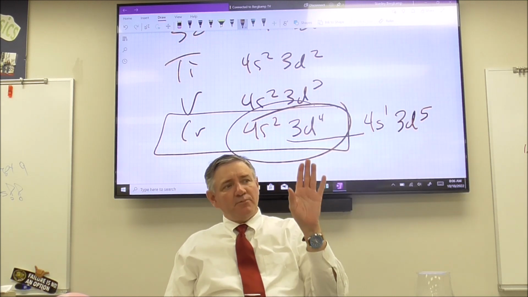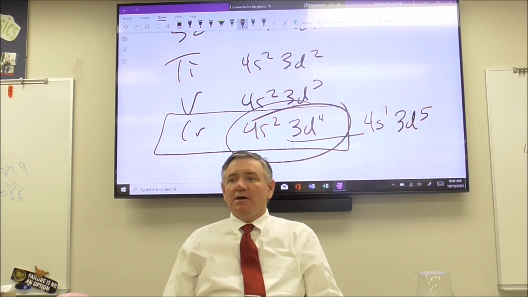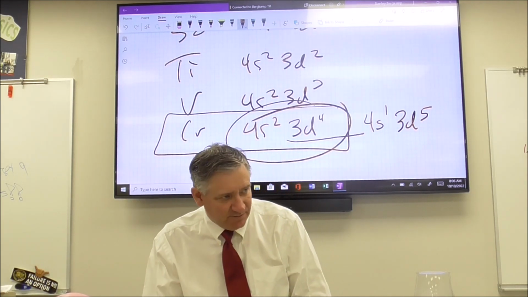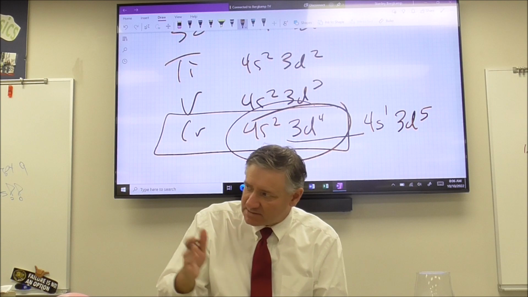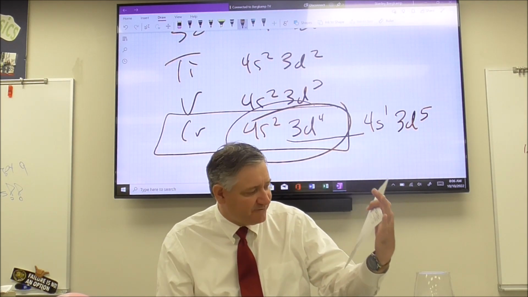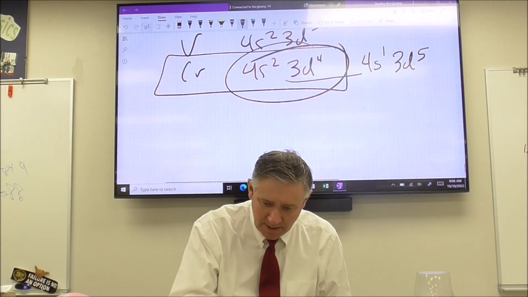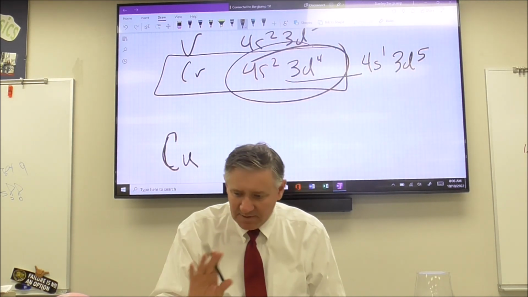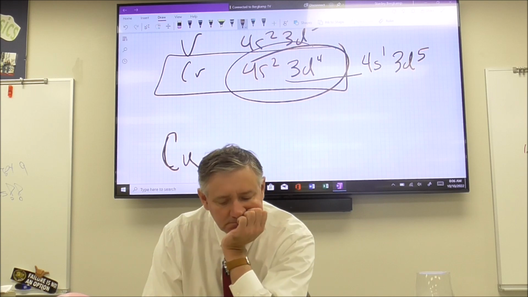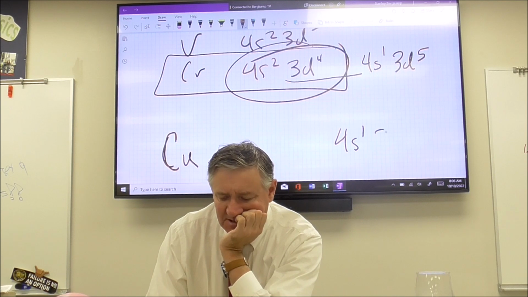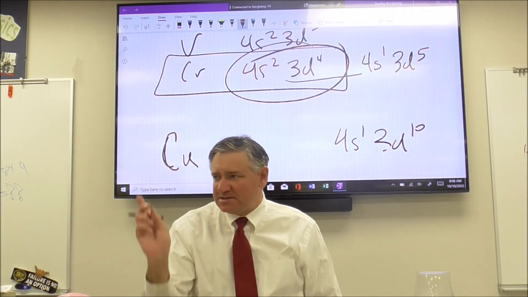So chromium breaks the pattern, okay? So when you're going along, 4s2, you would think you would go 4s2, 3d4. In reality, it's 4s1, 3d5. Now, go across and find copper, Miles. Give me that same thing for copper. 3d10, 4s1. Okay? Copper's the other one that breaks the pattern.